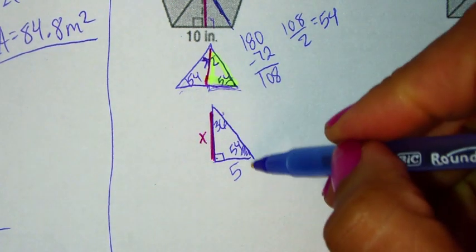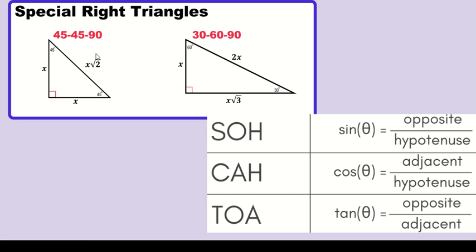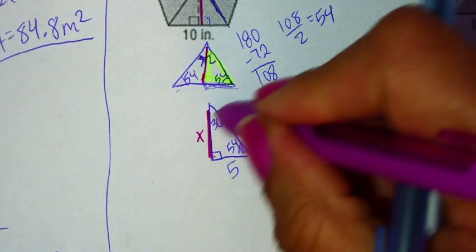Now this one is not a 30, 60, 90 or a 45, 45, 90 like the special triangles right here. So we're going to have to do SOHCAHTOA. We're going to apply that relationship. So we are going to pick an angle to work with. Let's say we do 36.